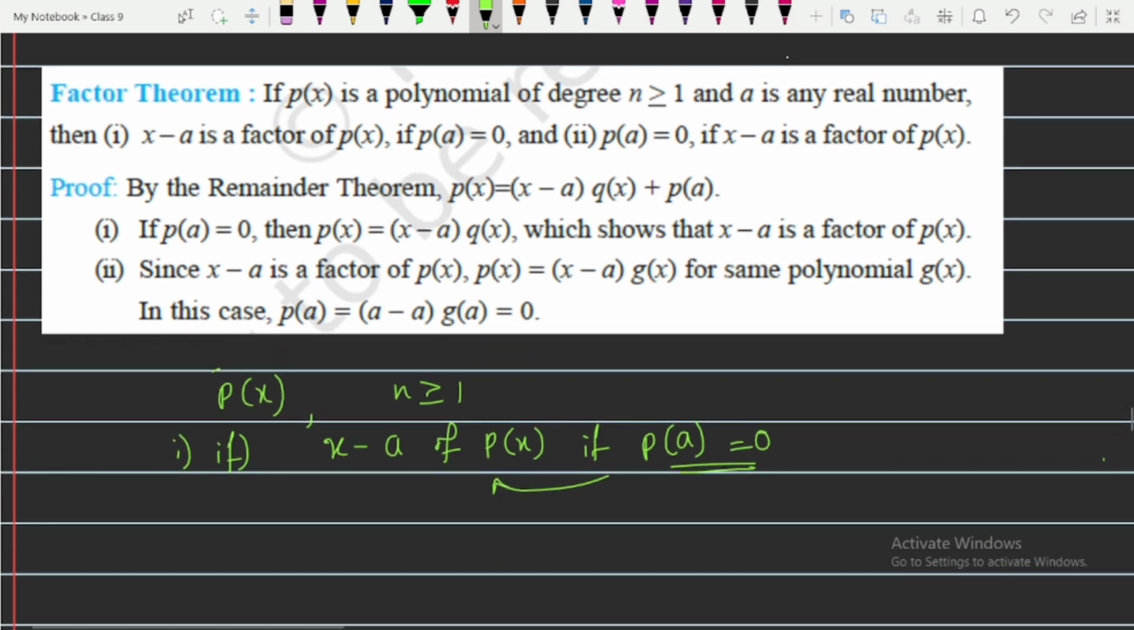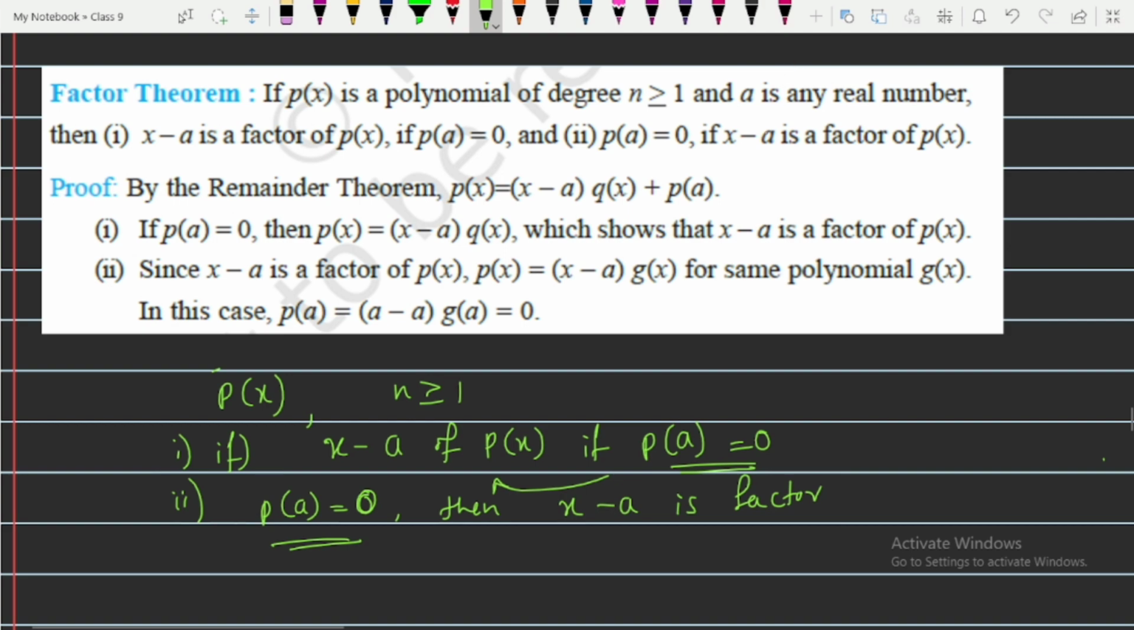If you are getting p of a equal to 0, then you can say that x minus a is a factor. That means in p of x you put the value a, and if the answer is 0, then you can say that it is a factor.